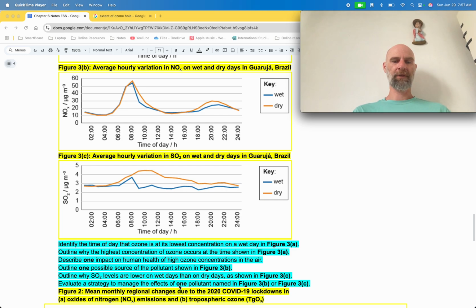Evaluate a strategy to manage the effects of one pollutant named in Figure 3b or 3c. So let's take a look at that one a little bit more. Let's talk about replacing the use of fossil fuels with alternative energy. Now, the good thing about it is it eliminates emissions totally. The bad news is it would be a major societal change. Also, it would involve money. You need a society that's really got a strong environmental or ecocentric principle. So, for that one.